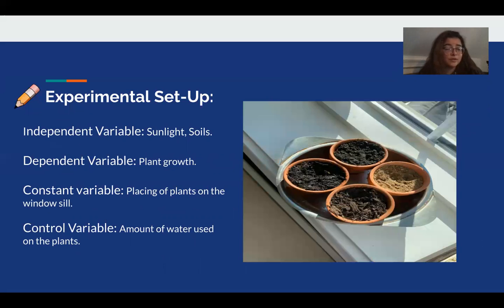Experimental setup. The independent variable would have been the sunlight and soils. The dependent variable is the plant growth. The constant variable would be the placing of the plants on the windowsill, and the controlled variable would be the amount of water used on the plant.